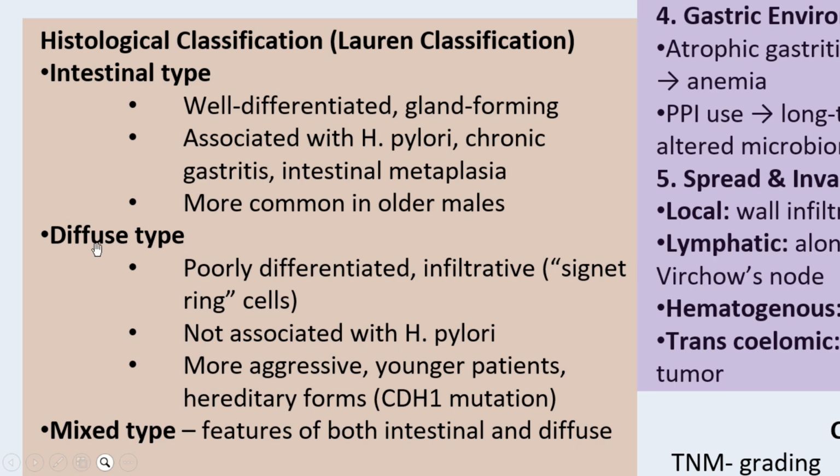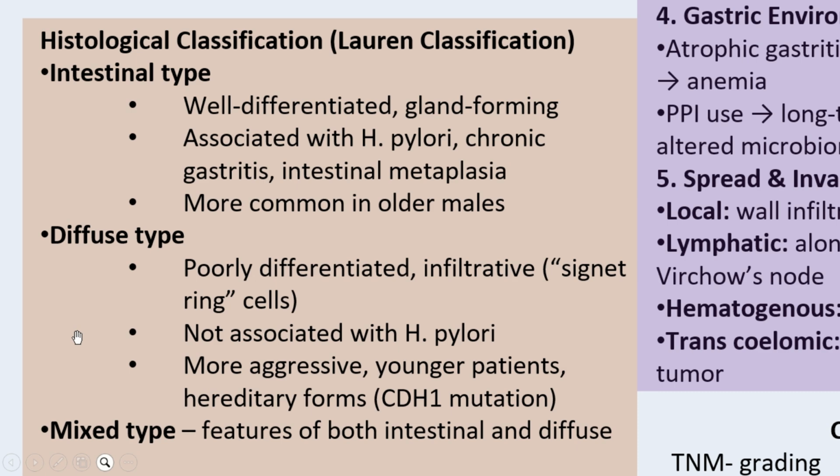And it is more common in older males, but the diffuse type is seen more in the younger ones. It is more aggressive and it affects almost the whole stomach. So the intestinal type is either going to affect the fundus or the pyloric area, where we have most of the glands in the stomach. But the diffuse type is almost going to affect the whole stomach.